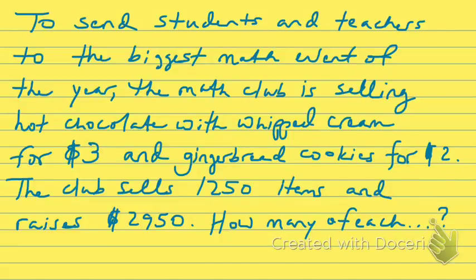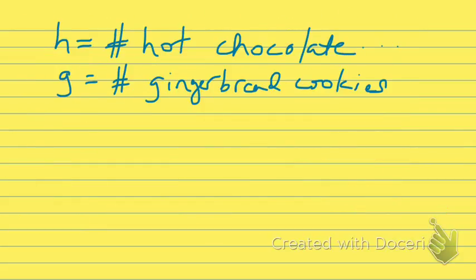Let's do this again and have an even better time. Now, we do expect that you will define each variable. We'll say H is the number of hot chocolates with whipped cream, and G is the number of gingerbread cookies. We write our two equations.